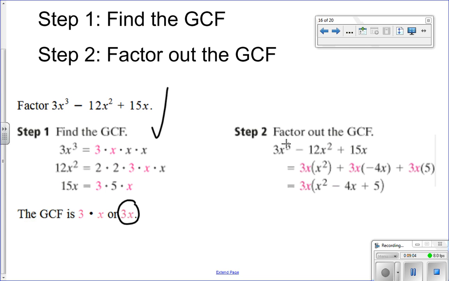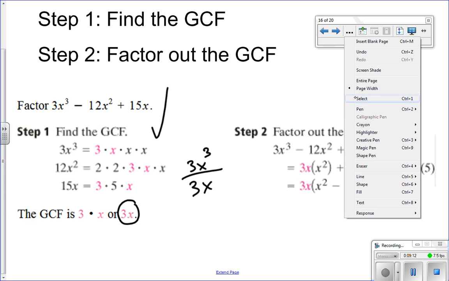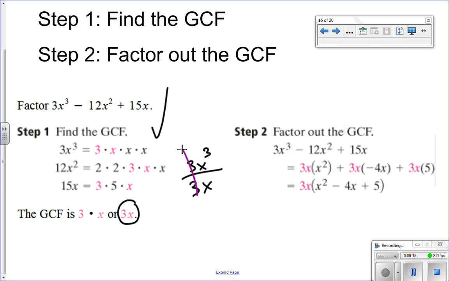So if I have 3x cubed and I divide it by 3x, the 3's are going to cancel out, because 3 divided by 3 is 1. And then I have x cubed divided by x, and if you remember from before our rules of exponents, whenever we have a division with the same base and different exponents, we subtract those exponents. So I'm left with x to the 3 minus 1, which is x squared. And if you look, that's what I get.